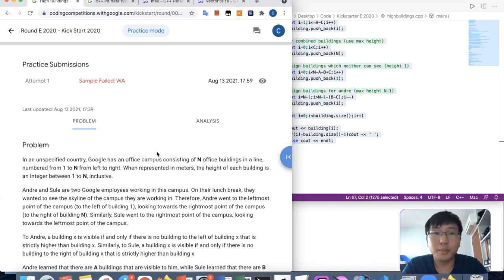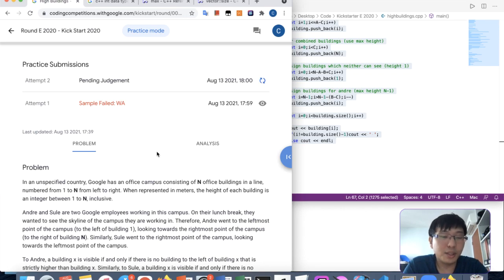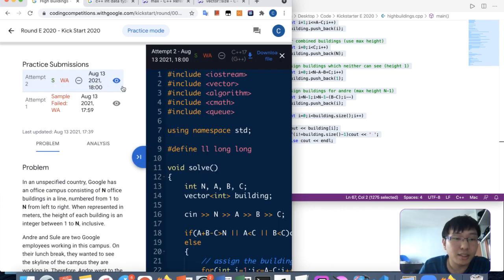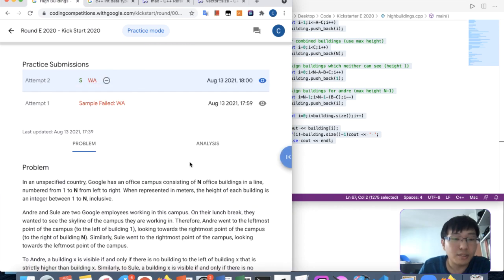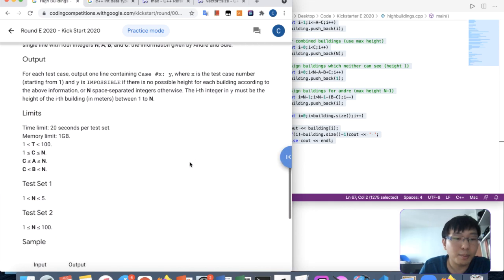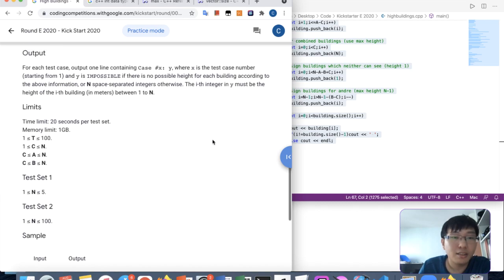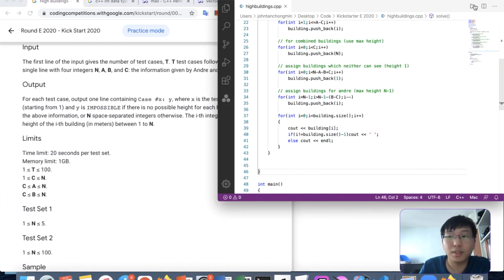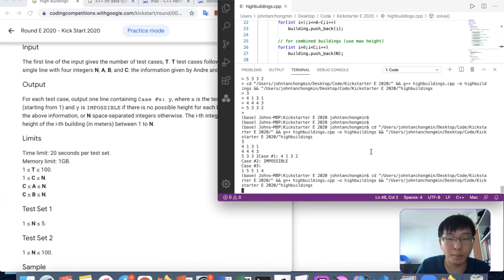All right. Hope for the best, and we see whether this works. I think this should be the correct code. I mean, I'm just using a construction that will be right. Okay, so it solved the sample case. If it gives a wrong answer for test set one, it means that there might be edge cases that this fails to work. So let's try one of the edge cases ourselves.